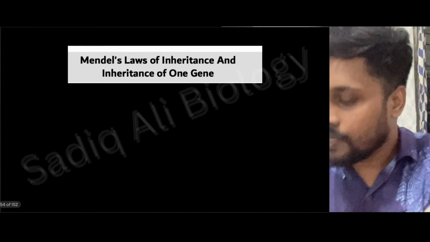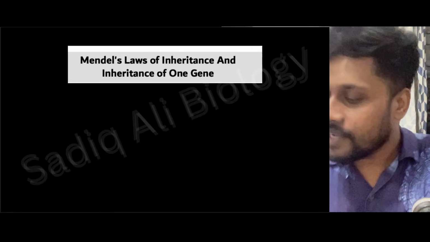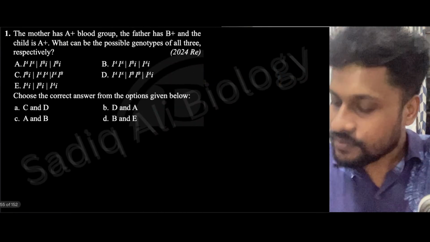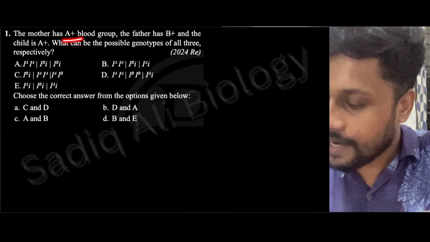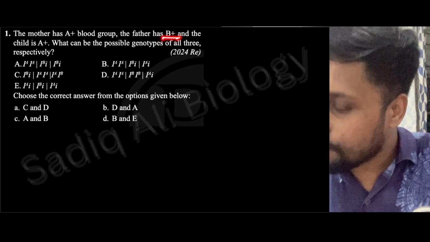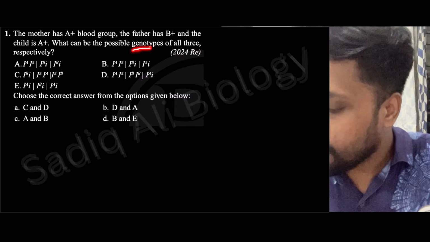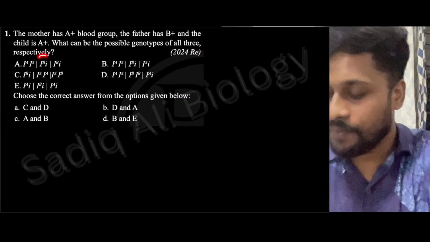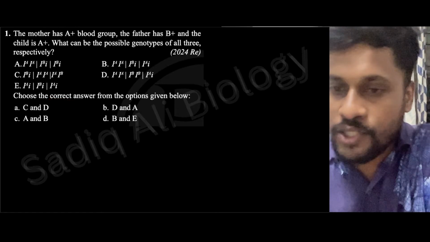Fine, guys. First of all, we will be taking questions from Mendel's law of inheritance and inheritance of one gene. We will be covering topic by topic. Let me take the first question. The mother has A blood group, father has B blood group, and the child is A plus. What can be the possible genotypes of all three respectively? IA, IA, IB, IB small i. Choose the correct answer from the options given below. So what will be the answer here?